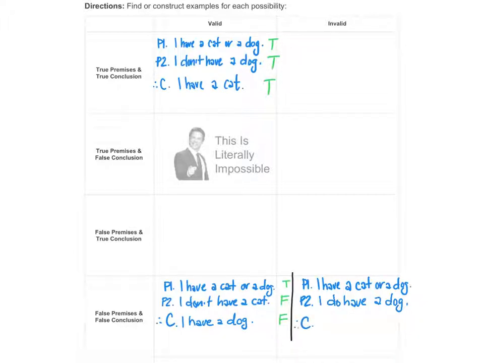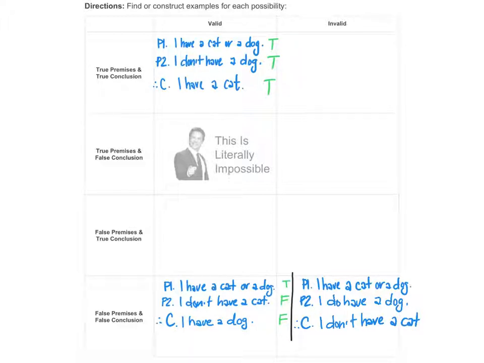Conclusion. Therefore, I don't have a cat. Okay, so let's not worry about whether or not these premises and conclusion are actually true or false. Let's just look at the relationship.